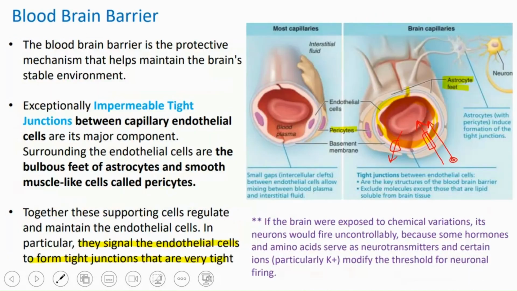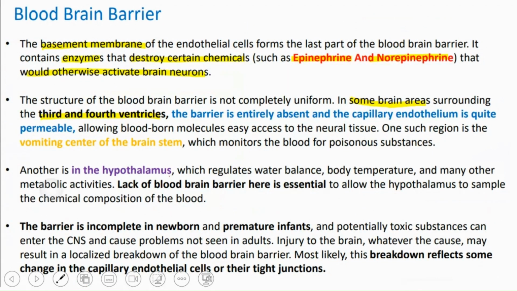So this is one. Also, we have the vomiting center of the brain stem. So first, I have third and the fourth ventricle, and second, I have the vomiting center. Now, why is this important? Because within the vomiting center, I need to sense for any poisonous substances in the blood. I need this sensation of poisonous substances. So I don't want a limitation of sensation. I don't want this blood-brain barrier. No, I want to sense now. So this will be absent here in the vomiting center.